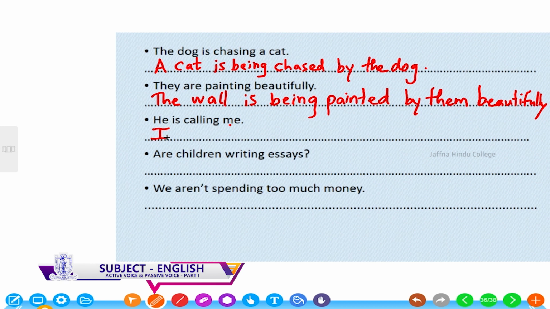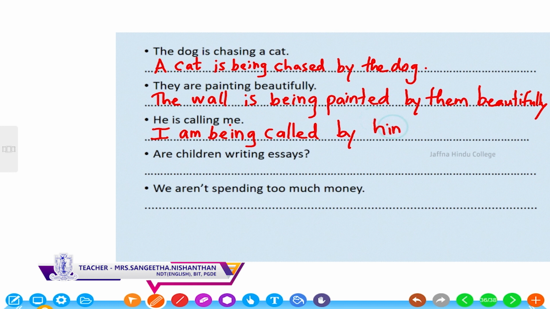For I, present tense be verb is I am. I am being. The past participle of the main verb is called by him. He changes as him here. The being denotes in which sentence the passive voice is.